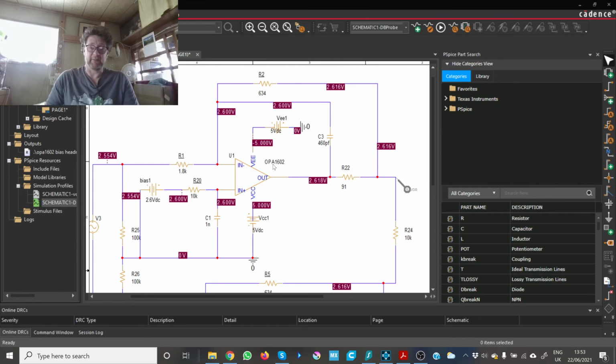It's probably good to have some headroom anyway. I don't feel the need to go right up to 5.65 volts, because that would probably be too close to its maximum input. So yeah, that's it really.